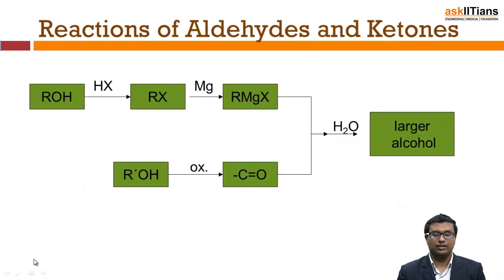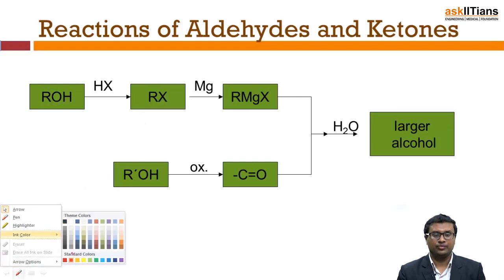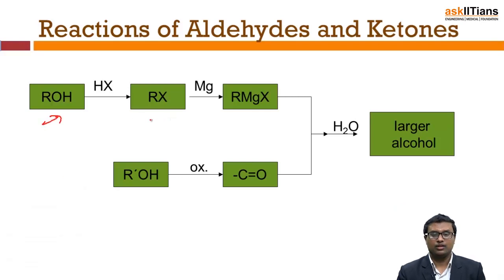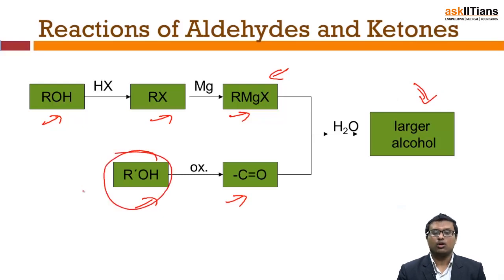So obviously the summary is that if I have an aldehyde, you will be getting an RMgX, which is a Grignard reagent. And if you have an alcohol and you oxidize this alcohol, you will be getting an aldehyde, and you can get a higher alcohol. So a smaller alcohol can be converted into a larger alcohol by using Grignard reagent. How? I have to first convert it into an aldehyde or ketone, then use Grignard reagent, then I will be getting a larger alcohol.